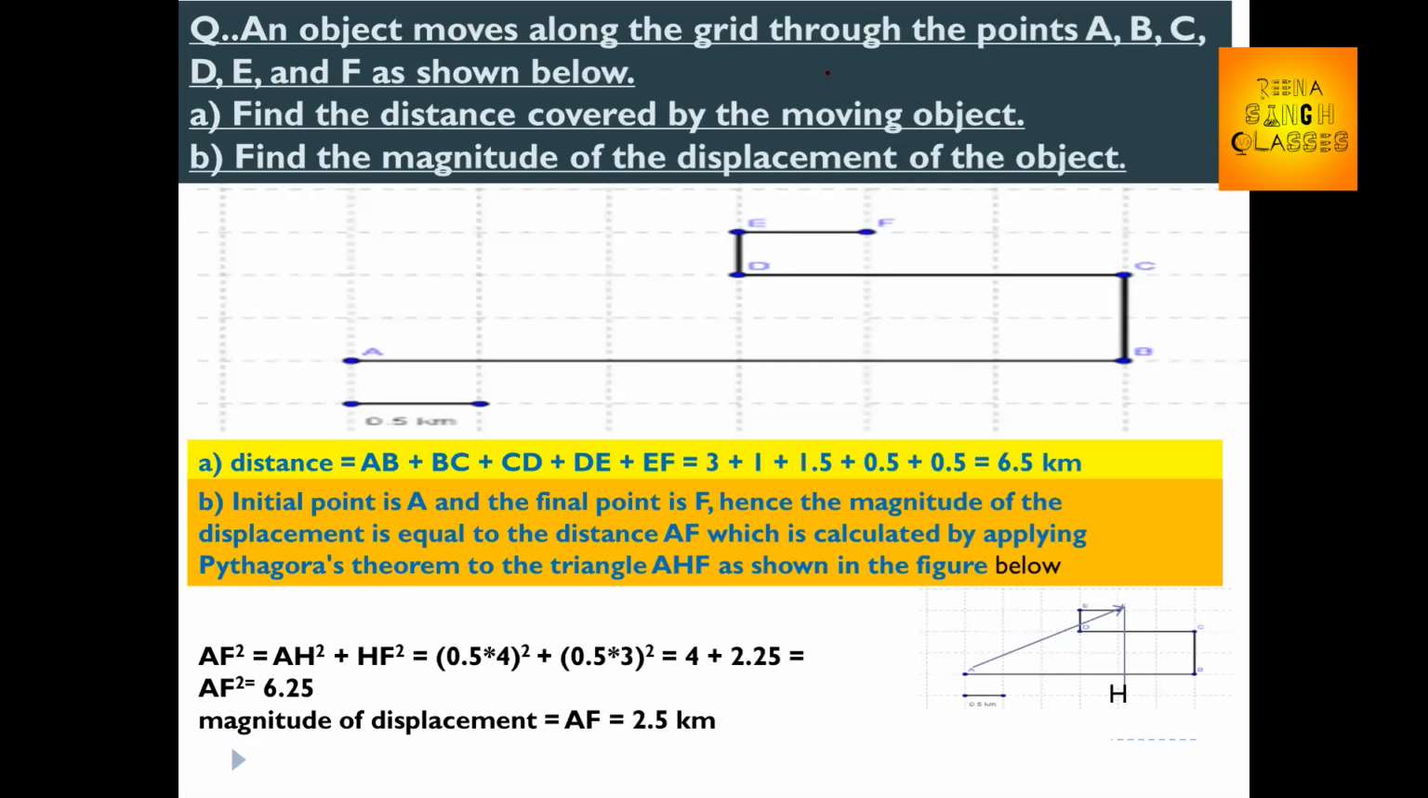An object moves along the grid through the points A, B, C, D, E, F. Find the distance covered and the magnitude of displacement. In this case, one unit is 0.5 kilometer. Distance is the total path covered, which is 6.5 kilometer. The initial point is A, the final point is F. Just join A to F and draw a line from A to B and you get the triangle AHF, and using the Pythagoras theorem, you will get the magnitude of displacement, which is 2.5 kilometer.